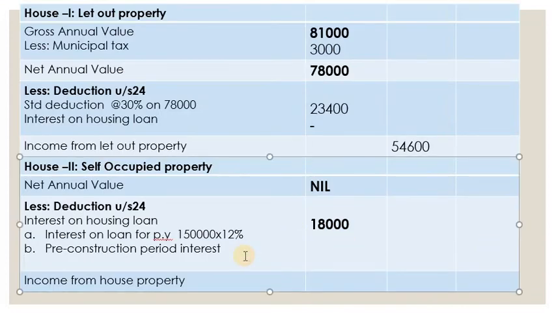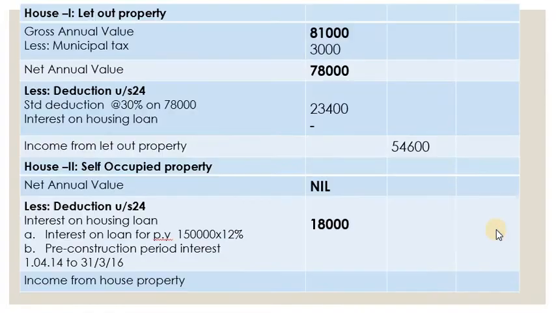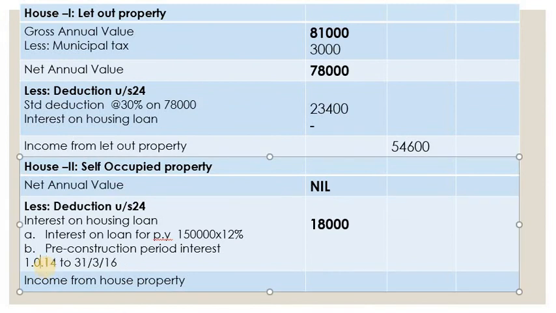So let us calculate now. From 1/8/2014 to 31st March 2016, how many months can we calculate? Sorry, what is the date of borrowing? 1/8, okay. So 1/8 to 31st March 2015: how many? 8, 9, 10, 11, 12, 1, 2, 3. So 8 months for the first year and another full year for the next year.